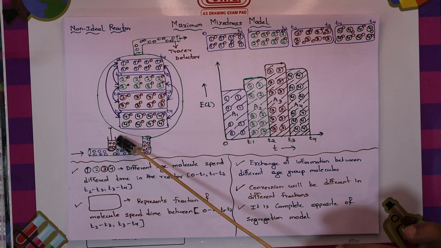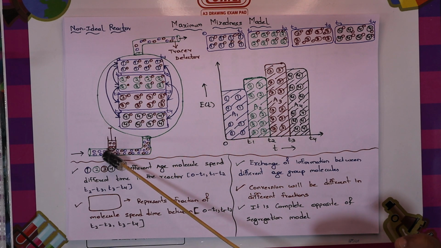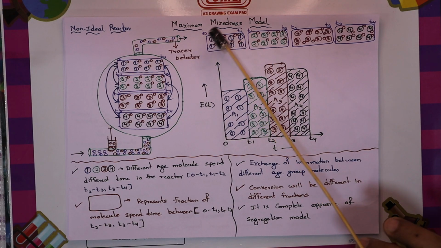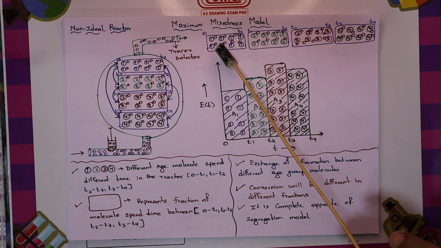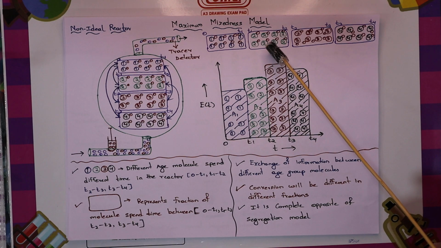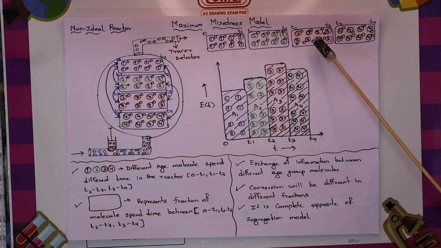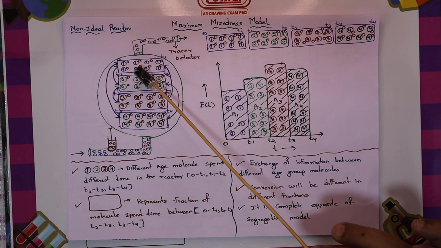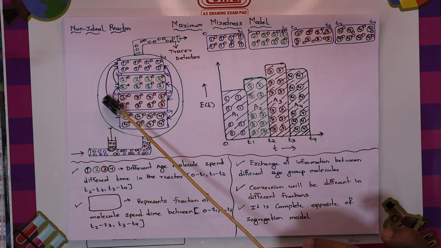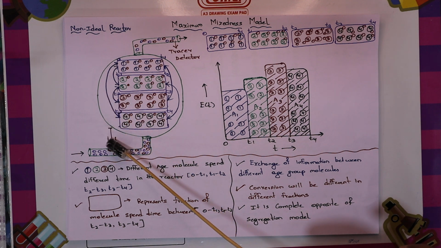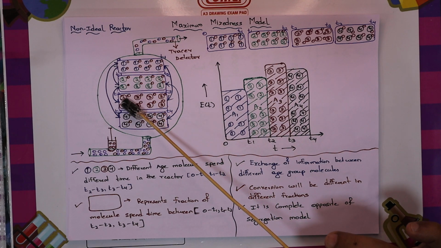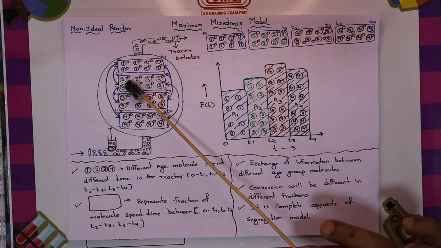We can find these out through the tracer curve experiments, where between time 0 and t1 I have age 1 molecules, t1 to t2 age 2 molecules, t2 to t3 age 3 molecules, t3 to t4 age 4 molecules. That means the conversion comes from all the different age molecules in the reactor. Through the tracer curve we find out what age molecules contributed to the conversion, because different ages give different kinds of conversion.